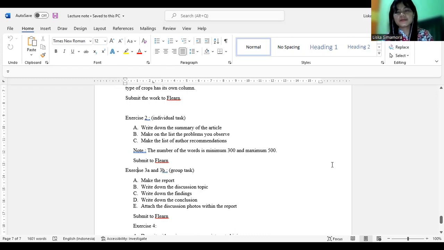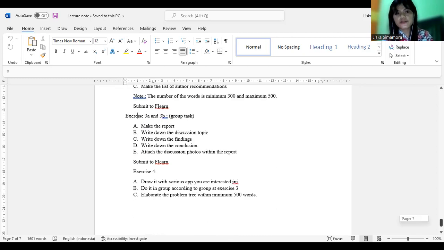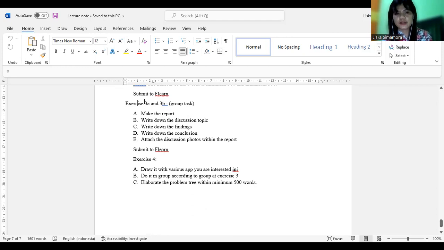Exercise 3 is about discovering the problem by doing discussion. As you see here, it is divided into 2 parts, exercise 3A and exercise 3B. It has to be done in a group. When you do this, you have to make a report. You have to write down the discussion topic, write down the findings, write down the conclusion, and then attach the discussion photos within the report. So you have to do documentation.